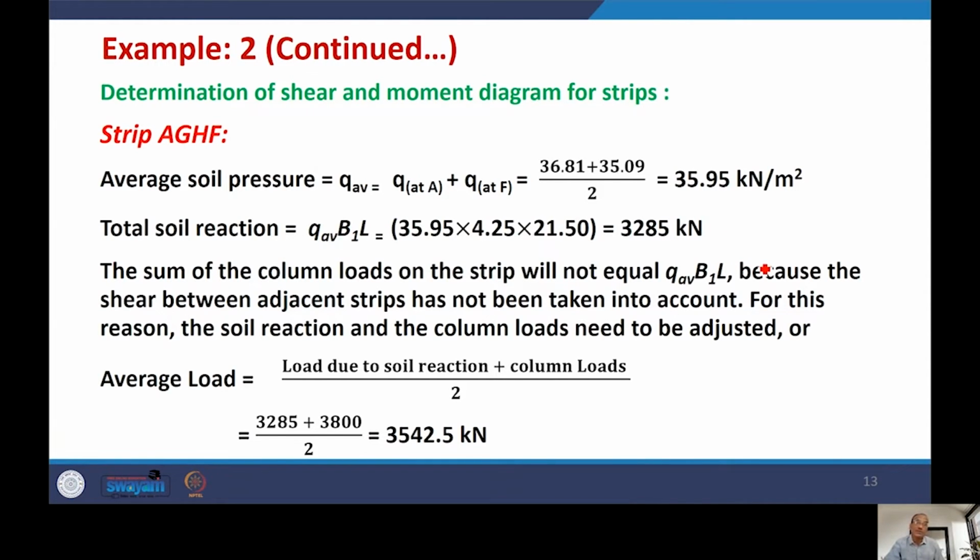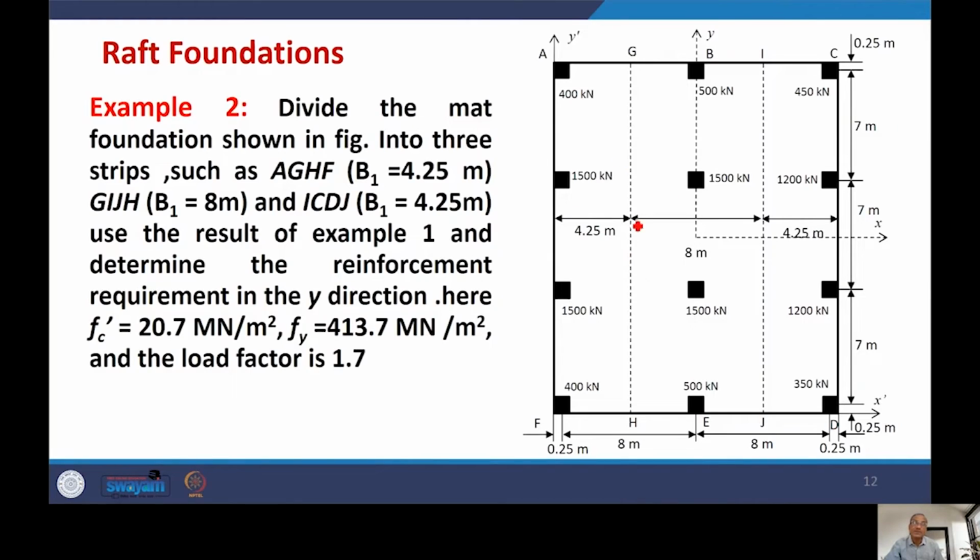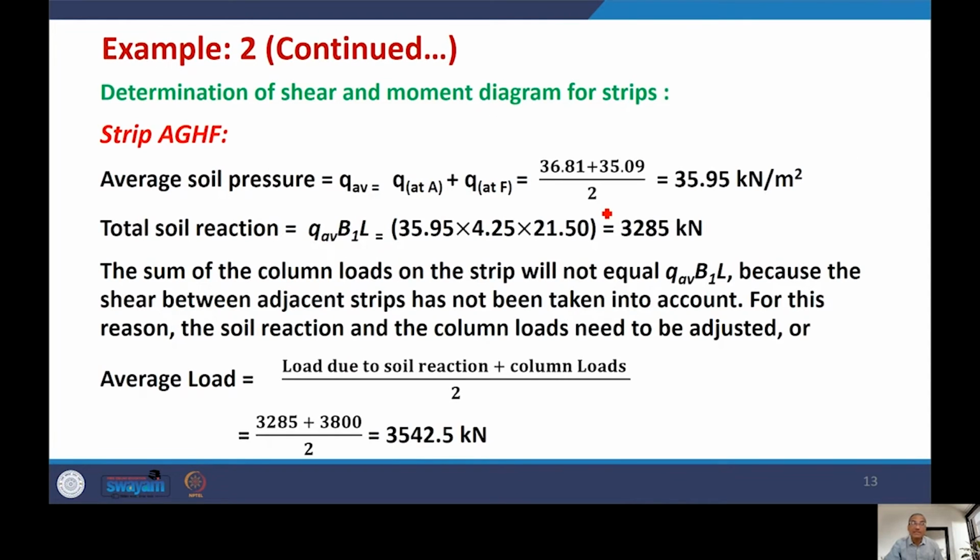Now the sum of the column loads on the strip will not be equal to Q average into B1 into L. So Q average into B1 into L is the total load. But if we sum the column loads coming on this strip, there are 4 column loads: 400 plus 1500 plus 1500 plus 400, so 3800. So the Q average into B1 into L will not be equal. Why? Because the shear between adjacent strips is not being taken into account. For this reason, the soil reaction and the column loads need to be readjusted.